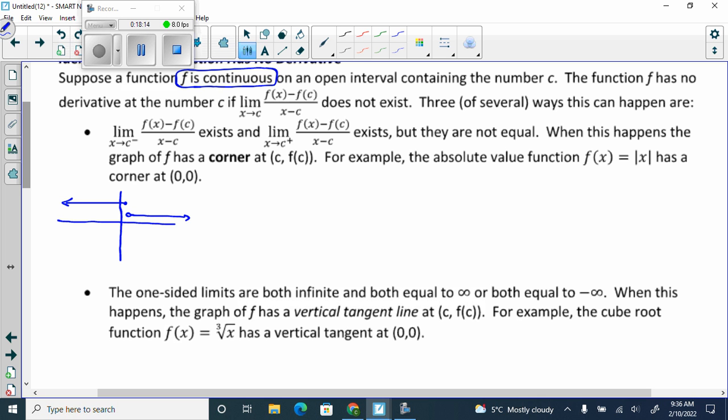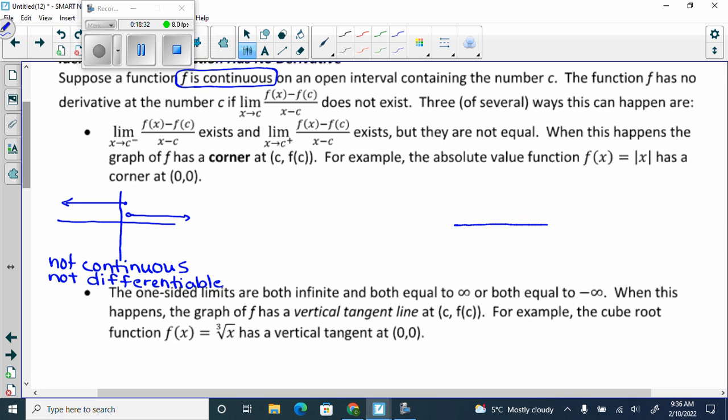That would be not continuous, so not differentiable. Another way it is continuous but not differentiable is, for example, the absolute value graph. This is just another example.